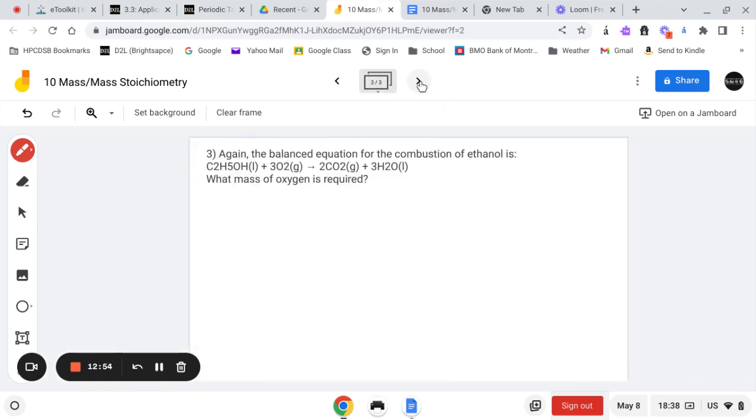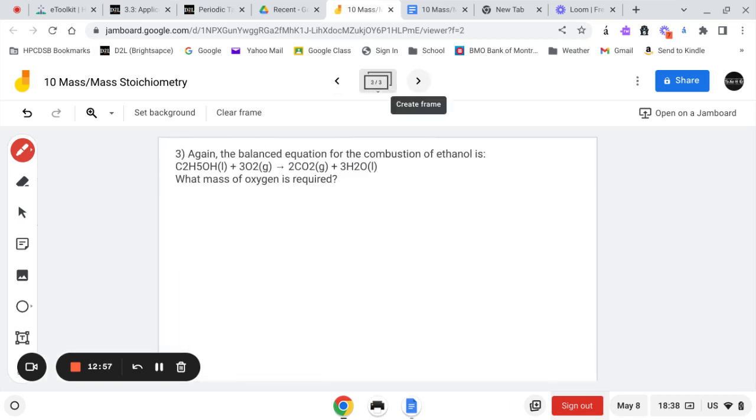Okay, so the third example is similar to the first. It says, again, the balanced equation for the combustion of ethanol is given there. And it says what mass of oxygen is required. So because they're using the same reaction, they're going to assume that we're still using a mass of ethanol from the previous example. That was 9.20 grams. Okay, so what we'll do is we will calculate the moles of ethanol again.